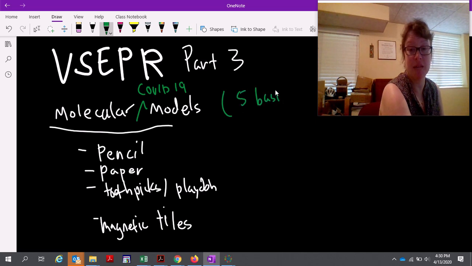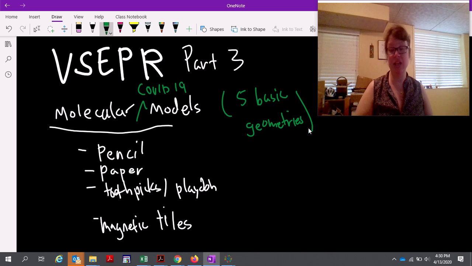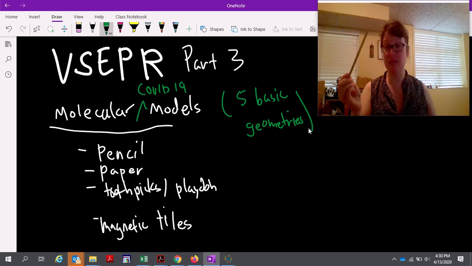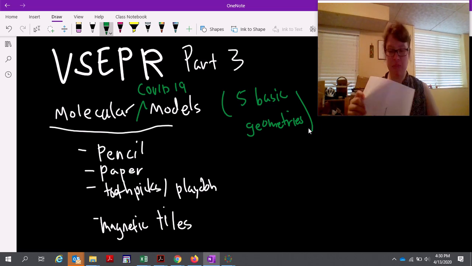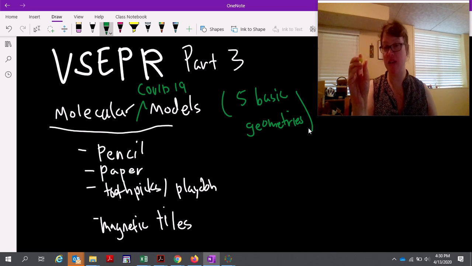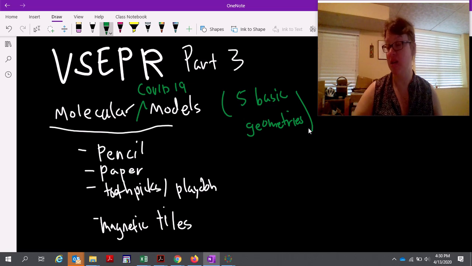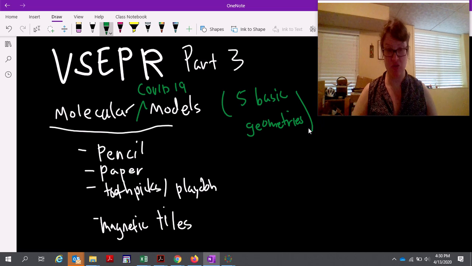So those 5 basic geometries, electronic geometries to be more specific, and we're going to use pencil, paper, toothpicks. I made these little balls out of Play-Doh, but you can really do any kind of gummy candy or marshmallows or things you have lying around that you can stick the toothpicks in. And I'm also going to use some magnetic tiles that I borrowed from my kids to talk about these geometries.